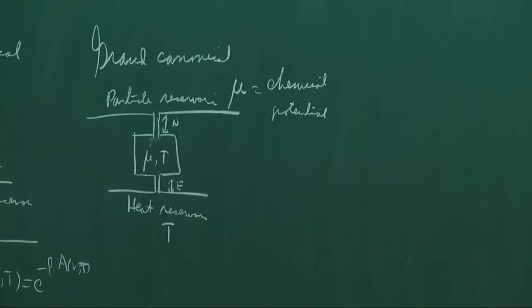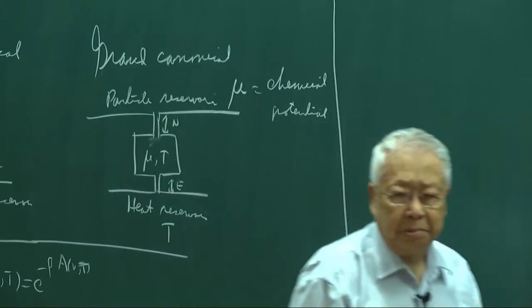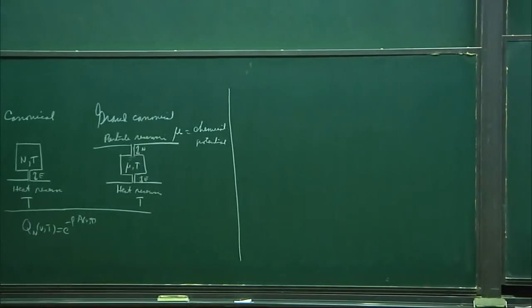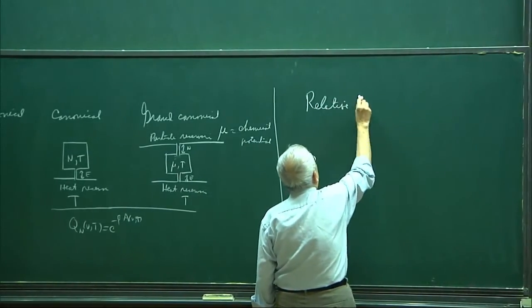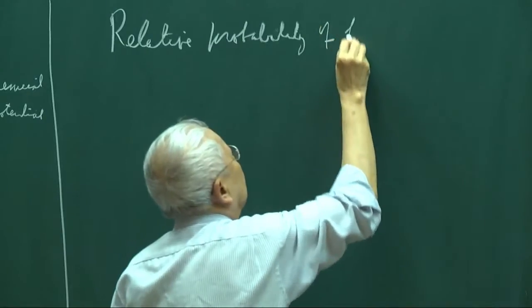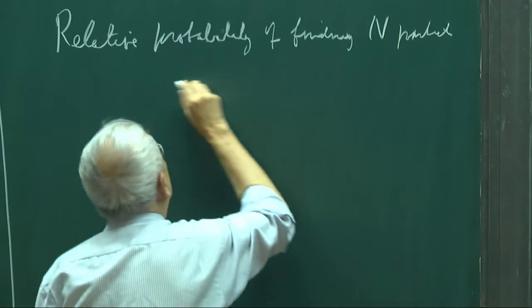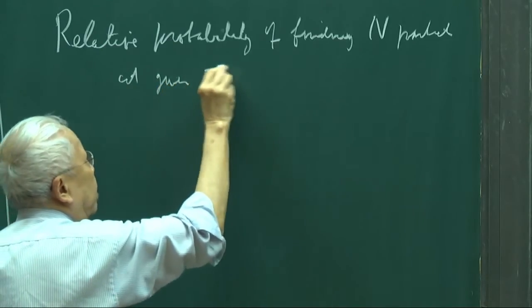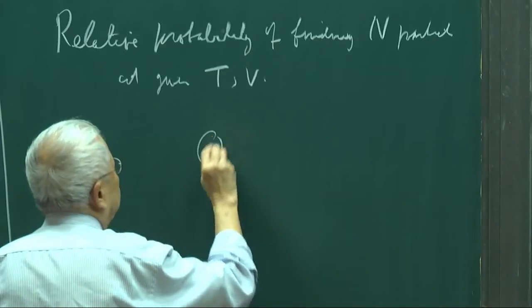So we now ask, what is the connection? How do we get thermodynamics from this ensemble? So this is the partition function. So you ask, if I have a system in which N is not fixed, what then is the relative probability of finding N particles at a given temperature and volume? So the answer must be the coefficient Q_N of V and T.